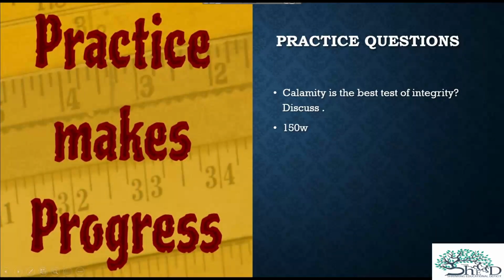This is the question for the next session. Please write it, please think about it. It is about integrity: calamity is the best test of integrity. Discuss. Pretty straightforward. You need to just tell by practical examples, although it is not written in the question that you have to discuss with examples, but such things can be best described by examples only.